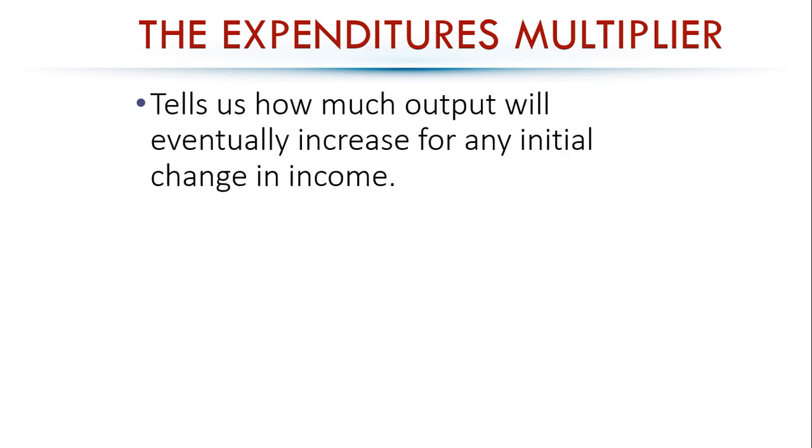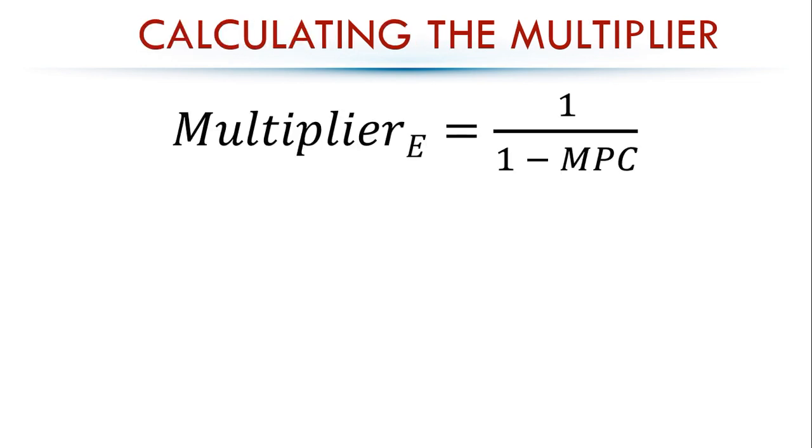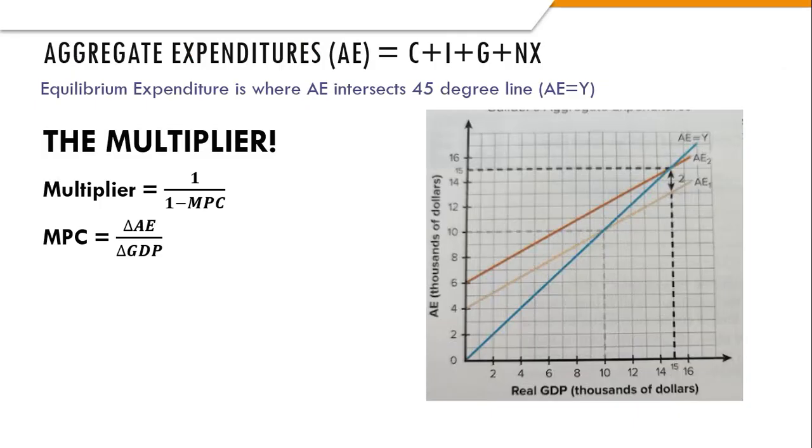So that $100 that we initially put into the economy is going to result in a much greater impact on real GDP. Okay, so the expenditures multiplier is going to tell us how much that initial change is going to impact real GDP. So our formula for the multiplier is 1 over 1 minus the marginal propensity to consume. But we're really looking at it for the whole economy.